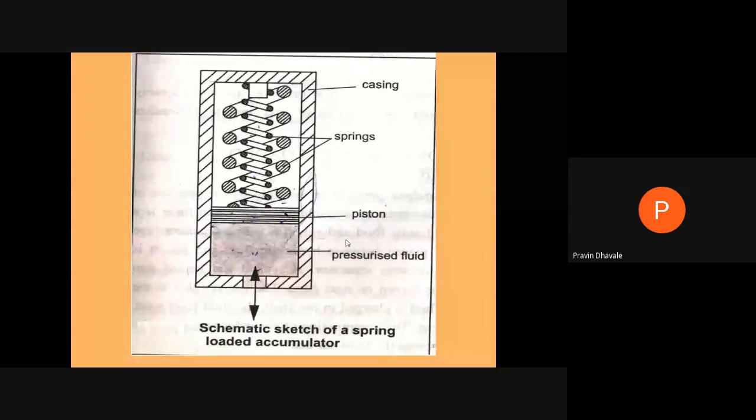Are you getting? Are you getting this second type, spring loaded accumulator? Any problem in the spring loaded accumulator? Yes, reply.